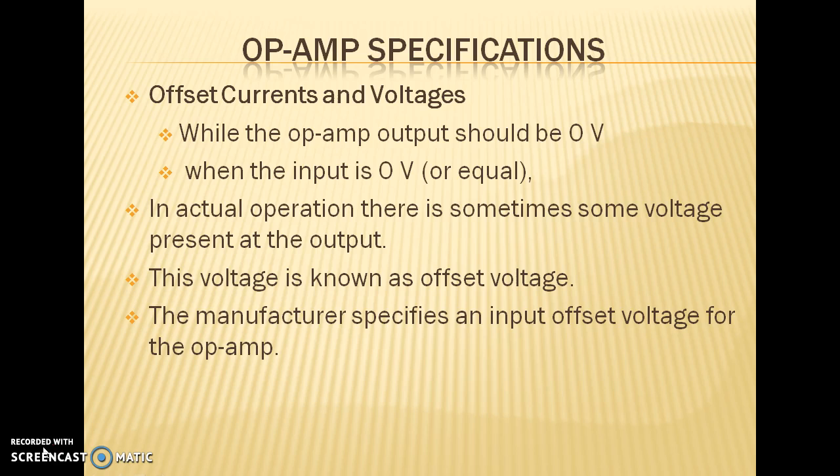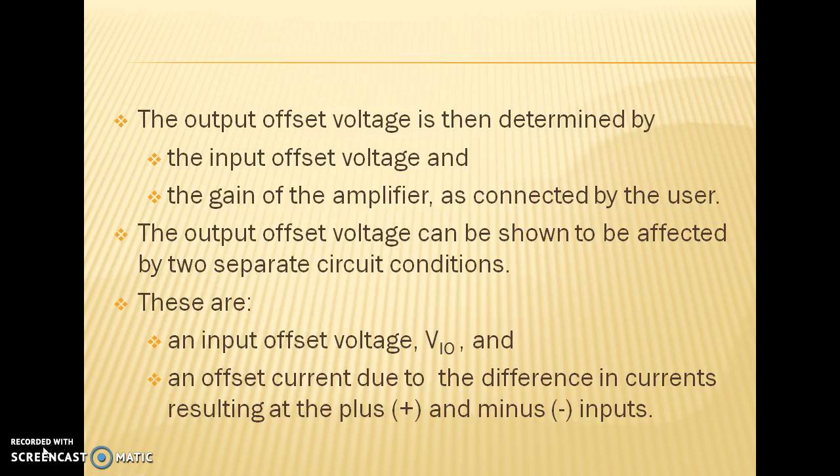Now in an ideal op-amp, the output is 0 volts when the input is 0 or the two inputs are equal. But in actual operation, there is sometimes some voltage present at the output. This is the offset voltage. The manufacturer specifies an input offset voltage for the op-amp, and the output offset voltage is then determined by the input offset voltage and the gain of the amplifier as connected by the user. That is, in whichever configuration it is connected, either inverting configuration or non-inverting configuration.